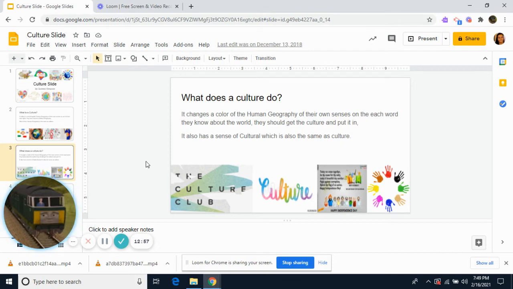What does a culture do? It changes the color of the human geography of their own senses onto each word they know about the world. They should get the culture and put it in. Okay, so the culture slide. There are so many slides that I've done so far.